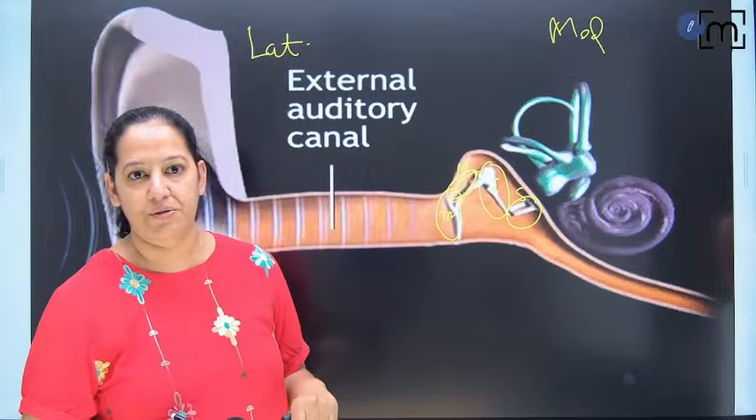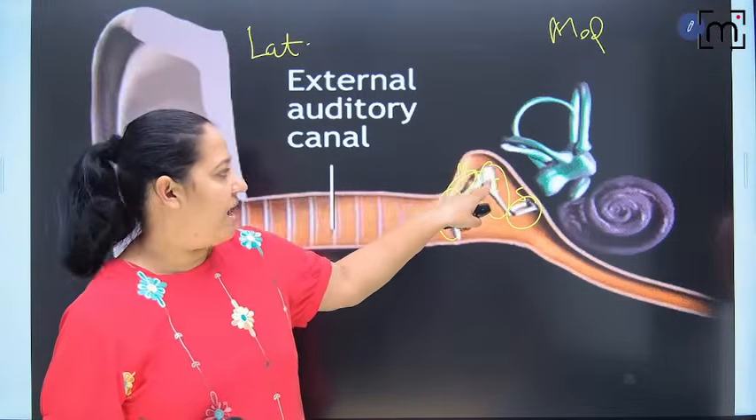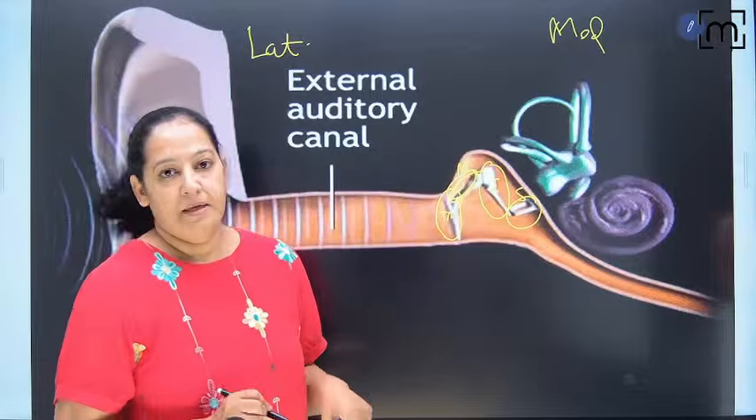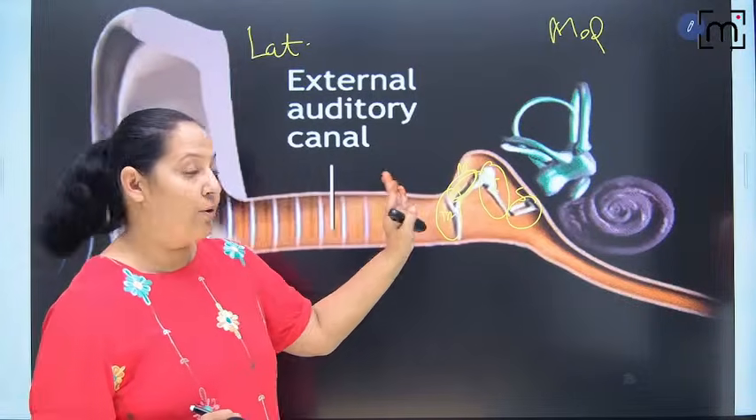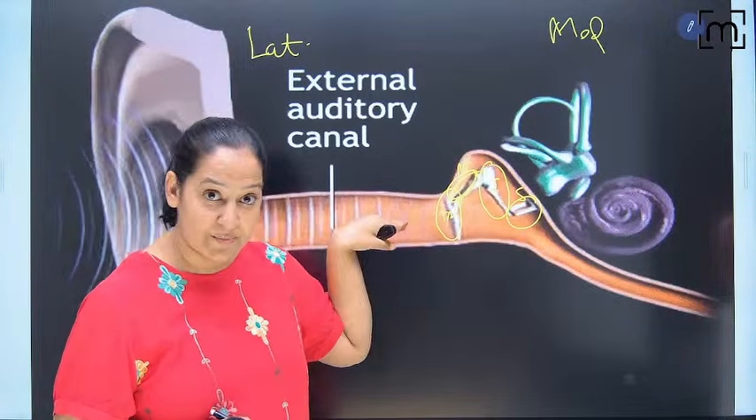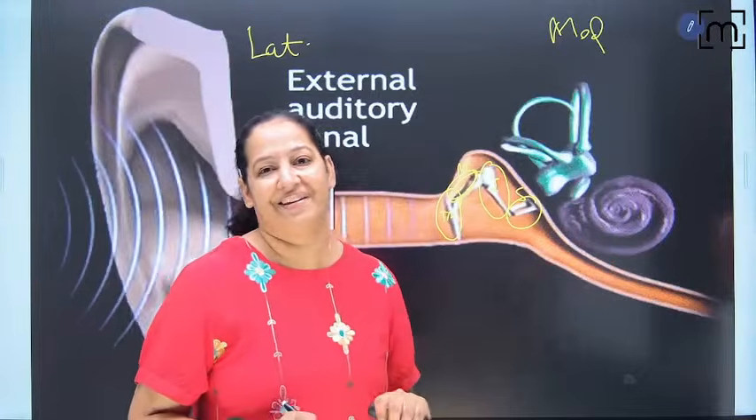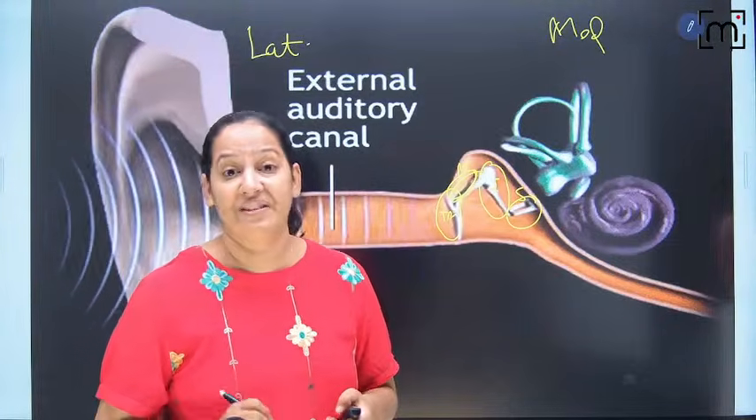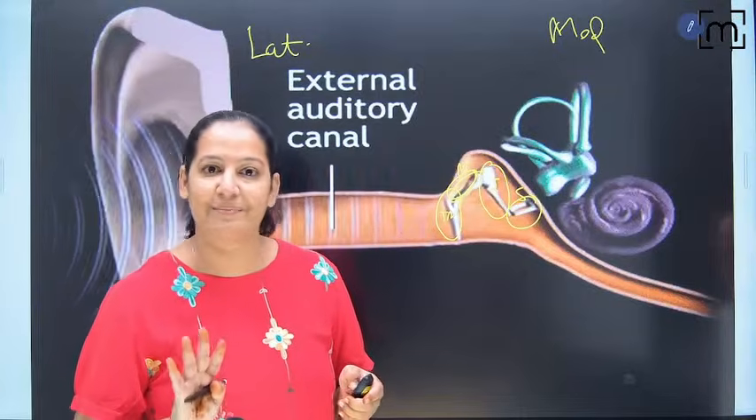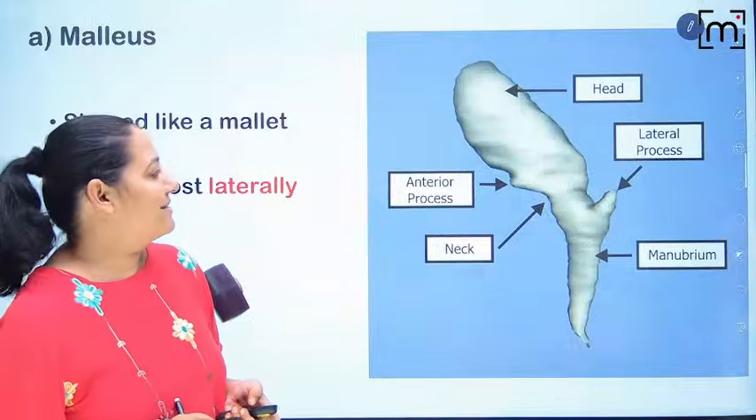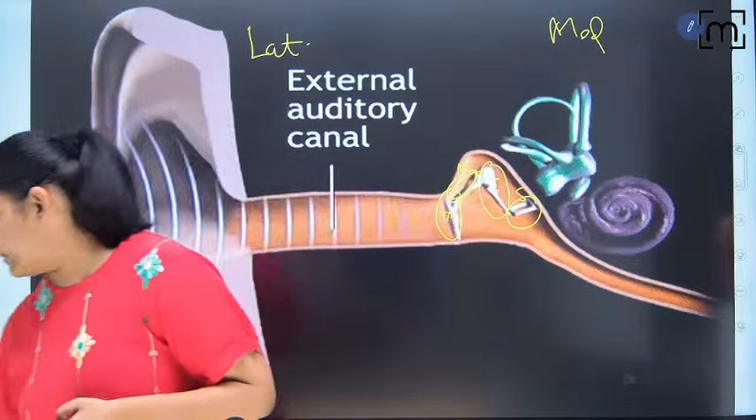I will show you in the model also. M-I-S. Got it? So these are the three ossicles. You see how they are vibrating, how they are transmitting the sound energy from the external ear to the inner ear. They are transmitting the sound energy with an advantage, with a lever mechanism. I will explain everything. Now one by one we will take their details.